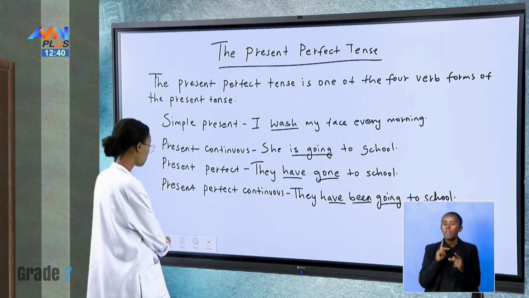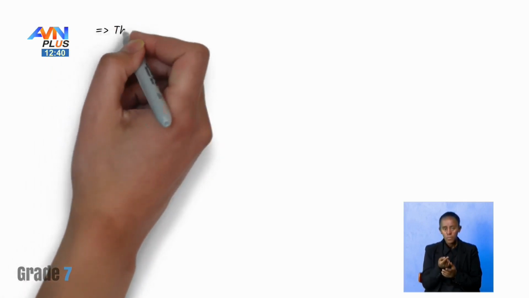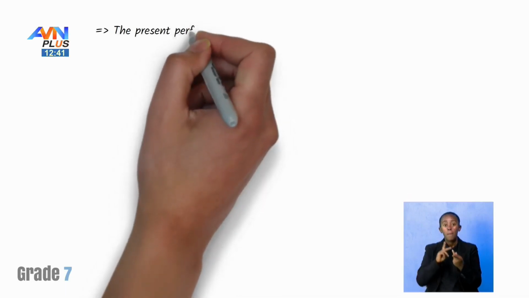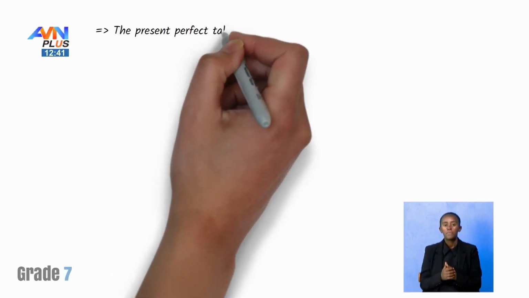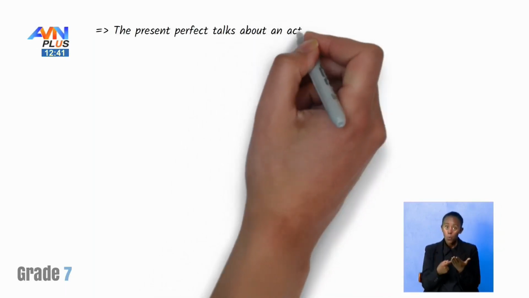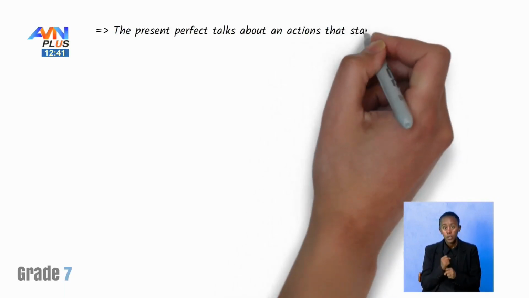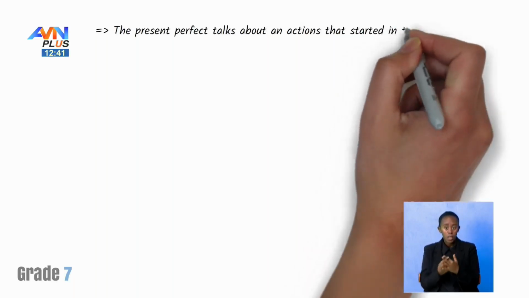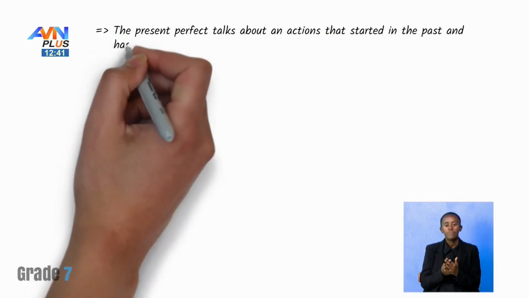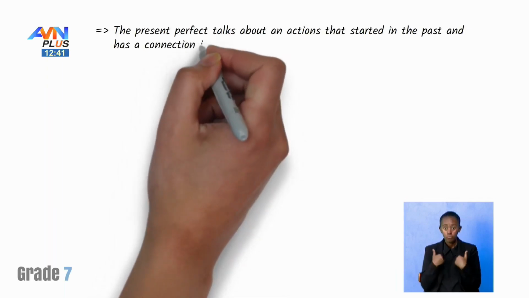Okay, so what else can we say about the present perfect tense? The present perfect tense, the present perfect talks about an action that started in the past and has a connection in the present.